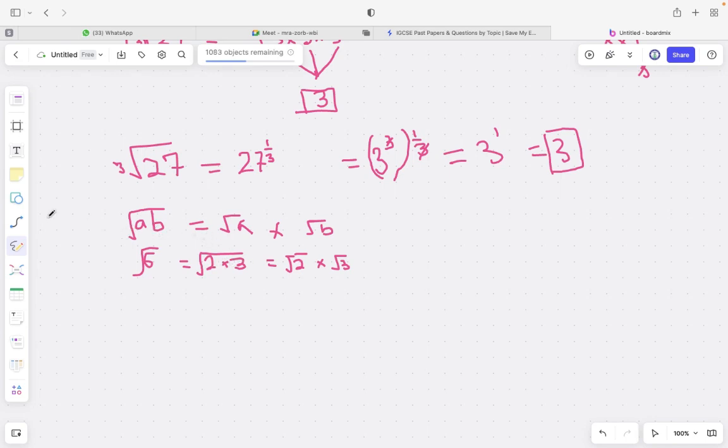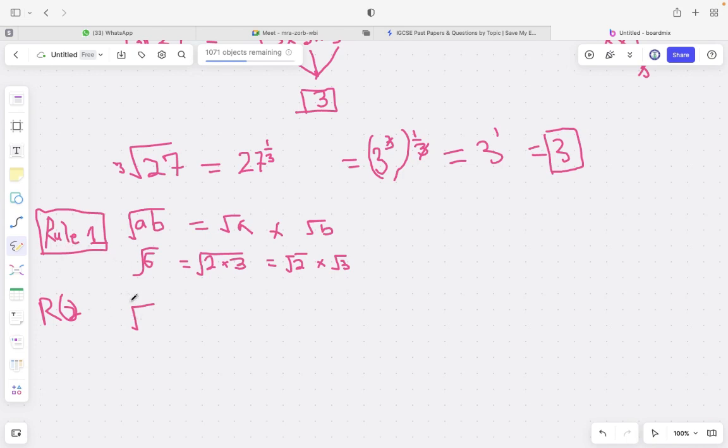Rule 1 for square root and cube root properties is saying that the root of A times B together can be split as root A times root B. You separate them. If they're together, you can separate them. Okay, another rule is this.